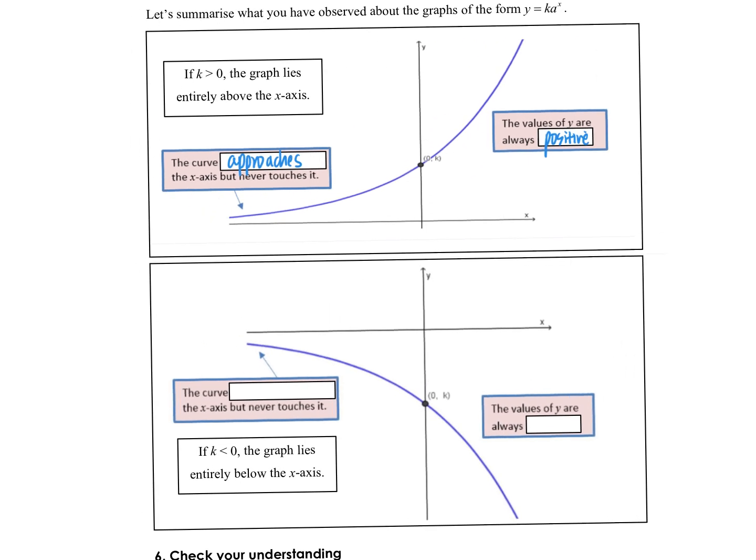If you flip below, this one is like just now your 2 to the power of x. It can be 3 to the power of x. Okay, change the number, it doesn't matter. Then let's say you put a negative at the front. Then you flip downward. It shows that it also approaches the x-axis but doesn't touch it. And the values are always negative because the whole graph is below the x-axis.